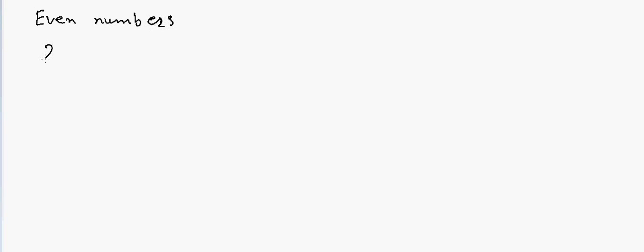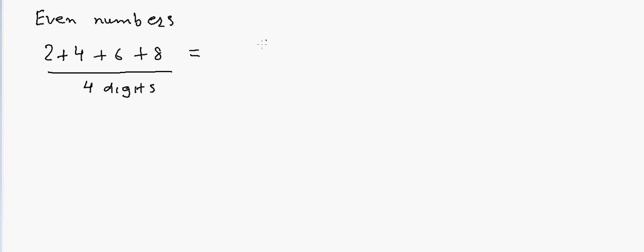Suppose I have 2 plus 4 plus 6 plus 8, and I want to add these numbers. In that case all I need to do is count the number of digits. So there are 4 digits, so I'll just say 4 into 4 plus 1, and that will give me 20, and that's my answer.